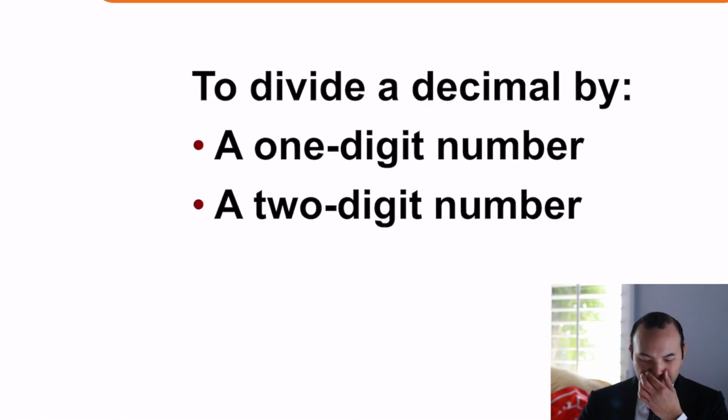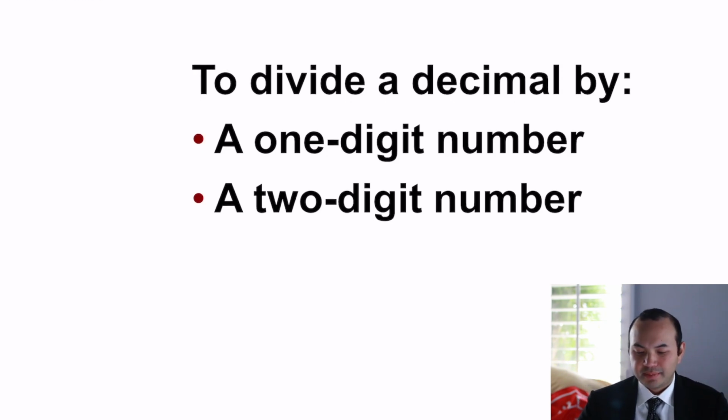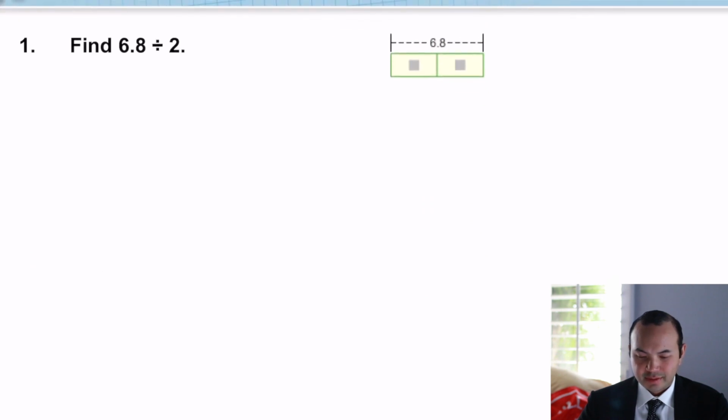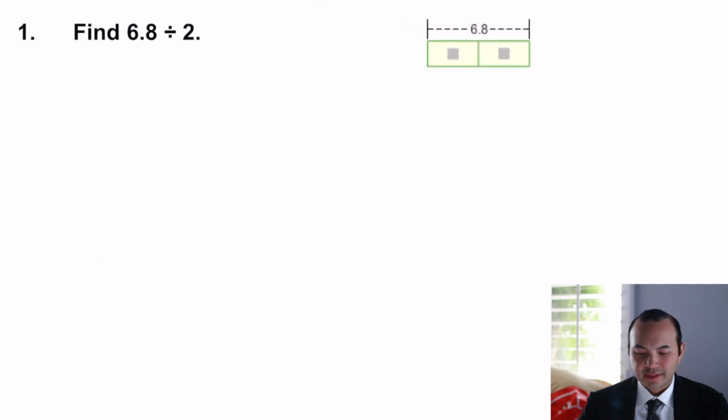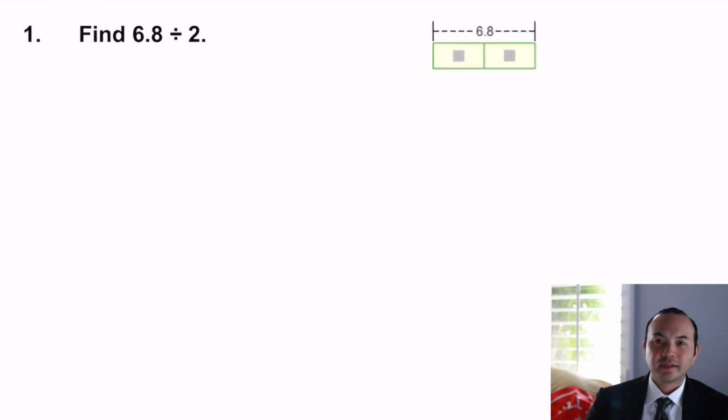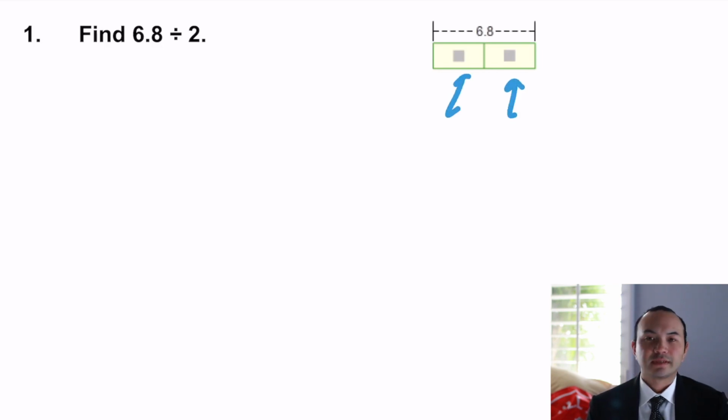All right, so now dividing. We did multiplying. Now let's divide a decimal by a 1-digit or 2-digit number. So let's look at this. This looks very similar to the problem we just did a little bit ago. It shows the bar model right there. But now this is saying you have 6.8, and if you divide it into 2 different sections, how much is each section worth? So you need to divide.